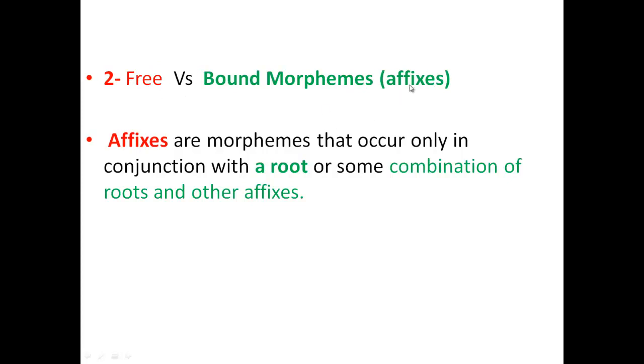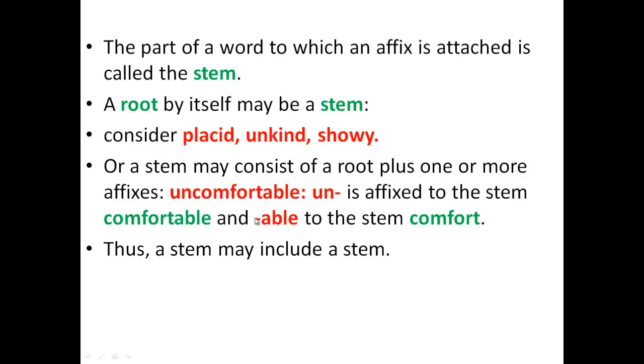Bound morphemes, or what we call affixes, is the general word which includes prefixes, infixes, suffixes, and other things. Affixes are morphemes that occur only in conjunction with a root or some combination of roots and other affixes. The part of a word to which an affix is attached is called the stem. So we need just to clarify this notion of stem to make it different from the root.